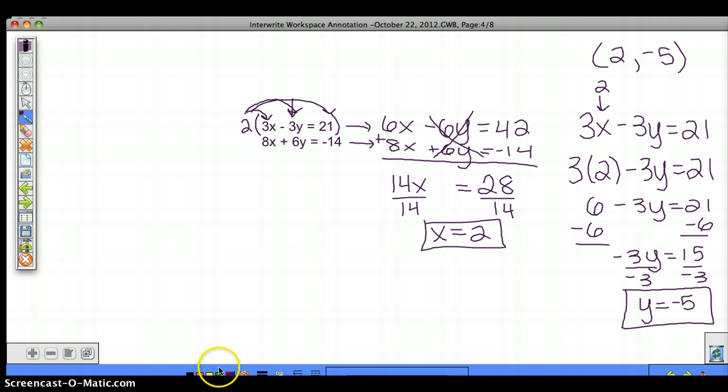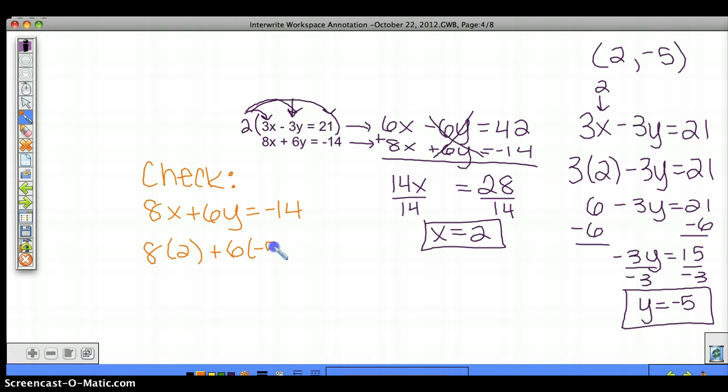To check it, I'm just going to plug it in to the second equation. It should work for both. We have 8x plus 6y equals negative 14. So 8 times 2 plus 6 times negative 5 should give me negative 14. 8 times 2 is 16. 6 times negative 5 is negative 30. And 16 minus 30 is negative 14. So I know it works. And this is my answer.